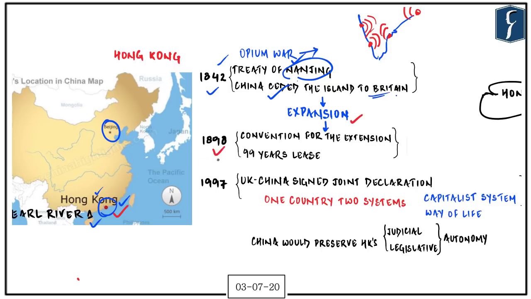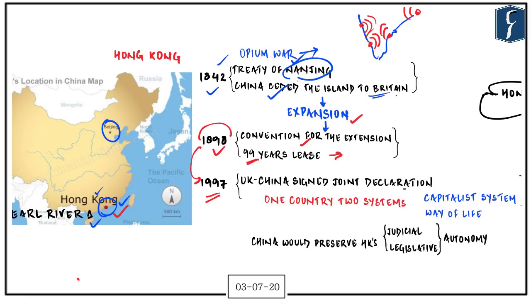And then finally in 1898, the Convention for the Extension of Hong Kong Territory was organized, where China agreed to lease all the New Territories, which included the three regions as well as the island of Hong Kong, to Britain for the next 99 years. Which means if you calculate from 1898, that lease will end in 1997, and it did. And hence, before 1997, Britain decided to withdraw itself from Hong Kong. But it could not leave the citizens of Hong Kong to the brutal Chinese system of governance.